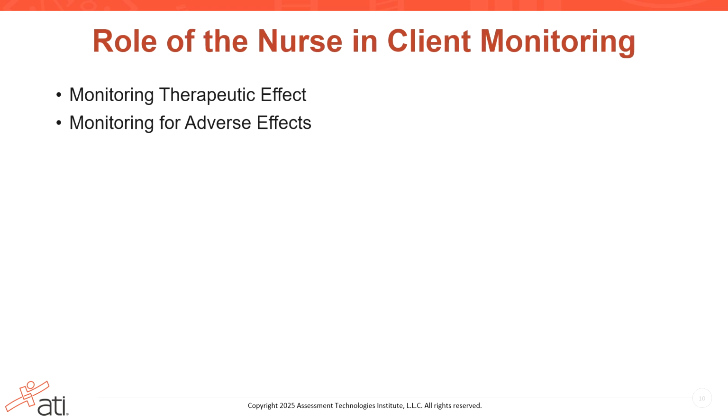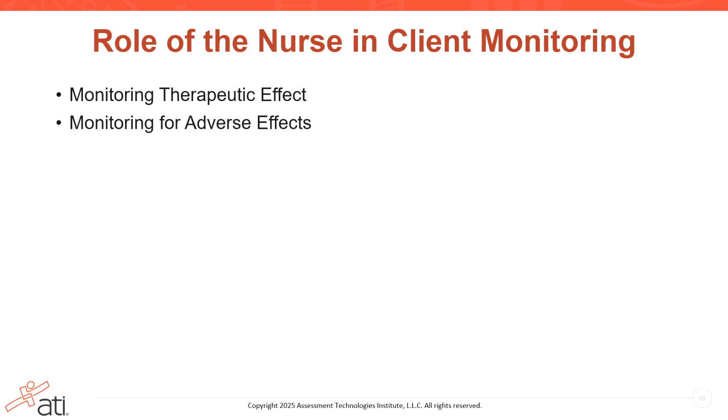So as the nurse, you want to monitor for the therapeutic effect, and you want to also monitor for adverse effects or even side effects. So it's our responsibility to know what medication we're giving and what we expect it to do. So if I'm giving someone a diuretic, I should see their urine output increase. So I have to know what my medication is for so I can monitor if it's working like it should, okay?